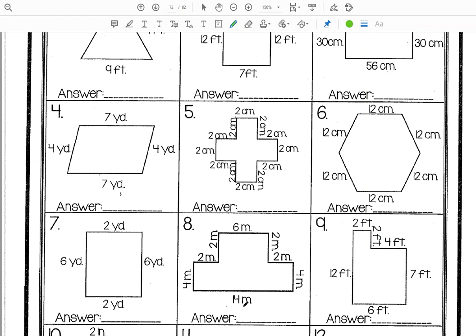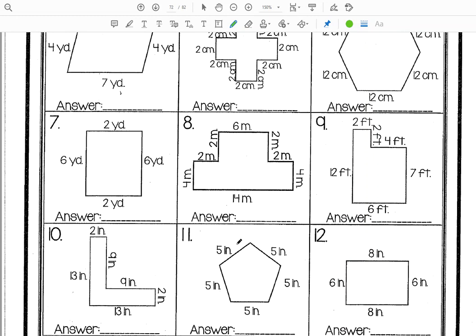So I'm going to show you with an example with this number 8 here. What I do when I add them up is I cross them off. So 14 plus 4 is 18. Plus 2 more is 20. Plus 2 more is 22. Plus 6 more is 28. Plus 2 more is 30. Plus 2 more is 32. Plus 4 more is 36. So the answer is 36 meters. And if I cross them off, then I know that I didn't miss any.